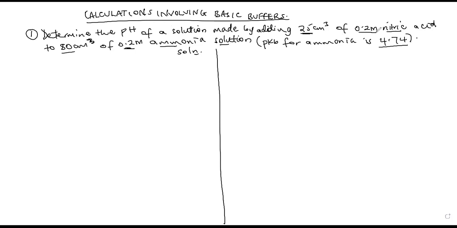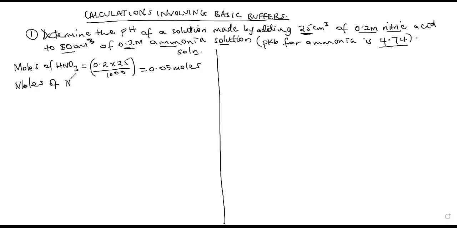Here, since we are given moles in 1,000 cubic centimeters, we need to first get moles in these volumes. You're given moles in 1,000, so you can get moles in 25, and moles in 80. So allow me to begin by saying that moles of nitric acid will be 0.2 times 25 out of 1,000. So this will give us 0.05 moles.